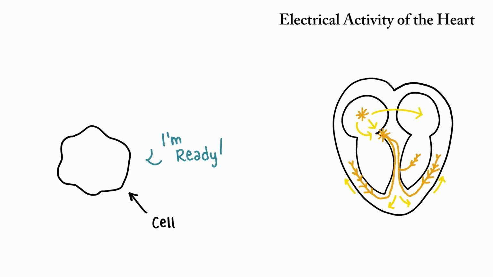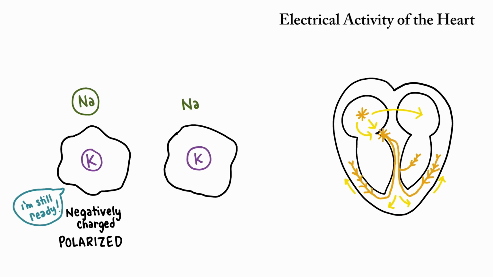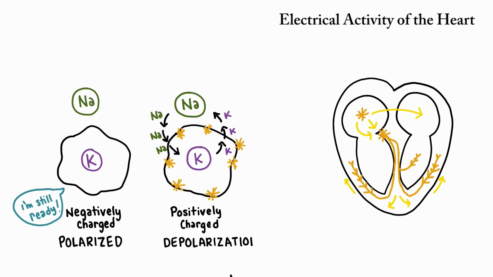Cells start in a ready state. They are considered negatively charged or polarized. This is when potassium is inside and sodium is outside. When potassium and sodium change places, a spark is created in the cell wall and the cell becomes positively charged.